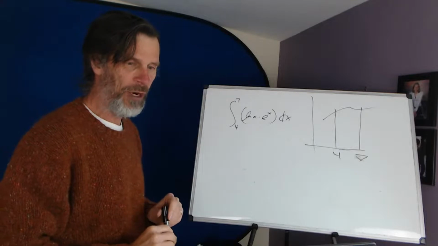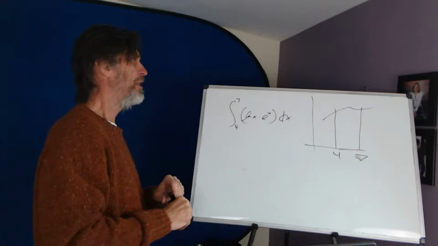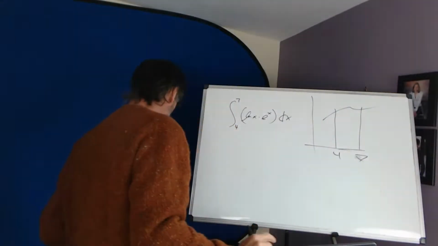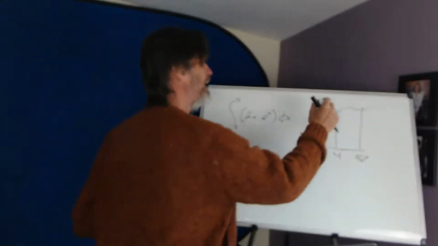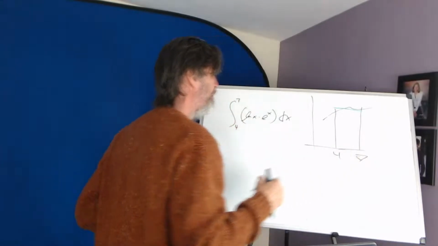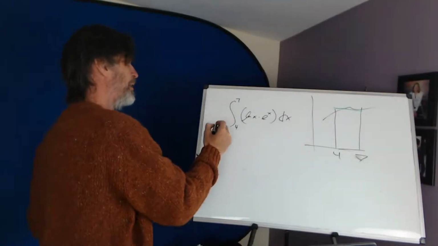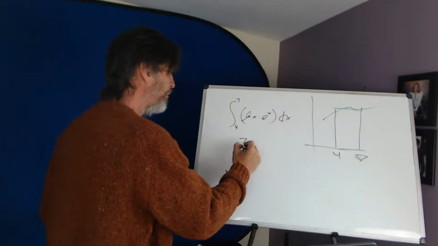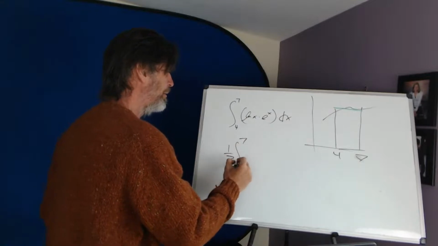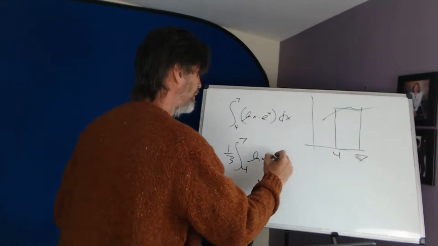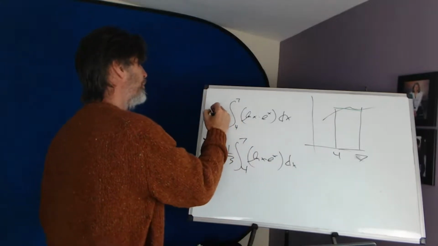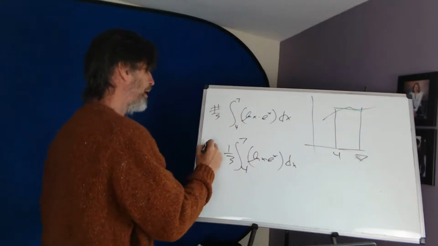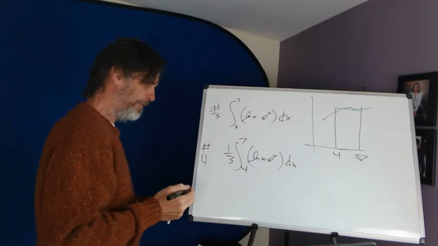And problem 4, I want the average value. If this is the total area under the curve and it's 3 units wide, I can even out the curves here by taking this and multiplying it by 1/3. So there's problem number 3, and there's problem number 4.